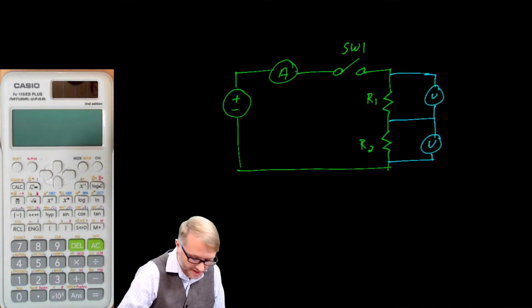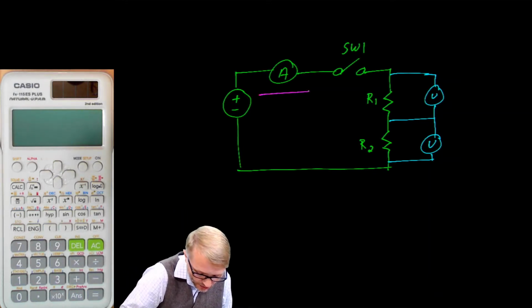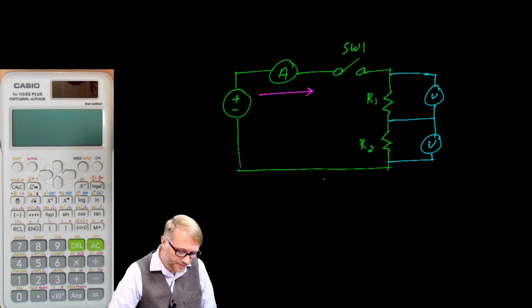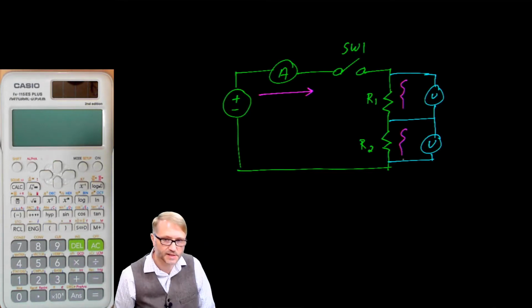Something to realize, it's current through, and that current has a direction. In this case, we're going from our source to our load. And it's voltage across. This voltmeter is measuring the voltage across R1, and this one is measuring the voltage across R2.